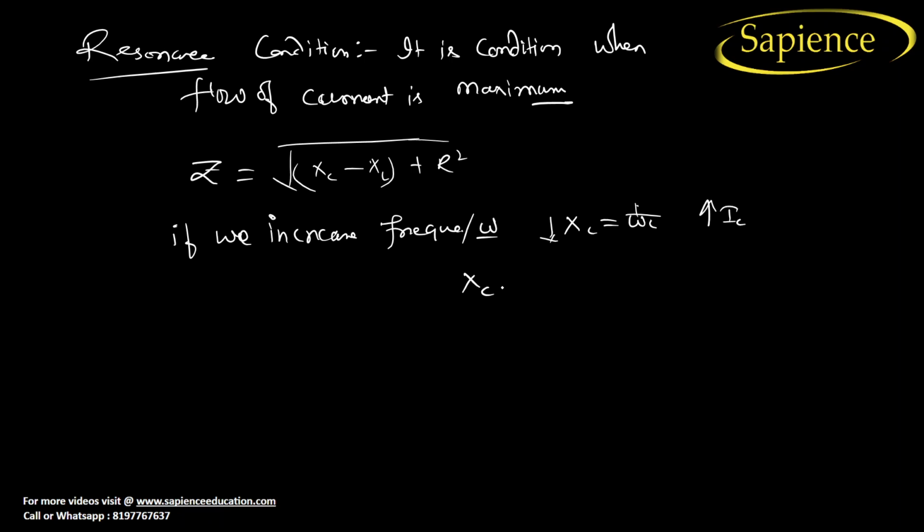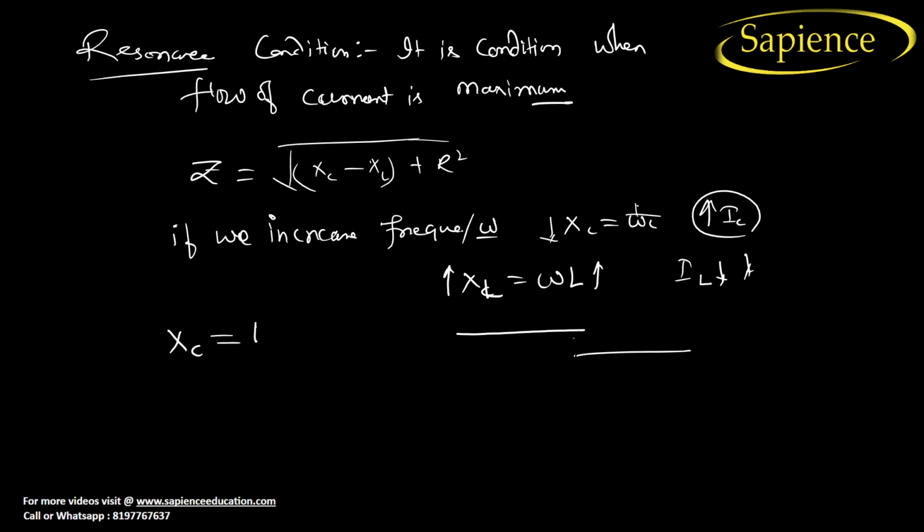Now what about XL? XL is equal to omega into L. Omega is increasing, so XL will increase. So inductive current will decrease. One is increasing and one is decreasing. But we want a stable condition. In the stable condition, the currents due to both will be equalized. It means that when Xc will become equal to XL.